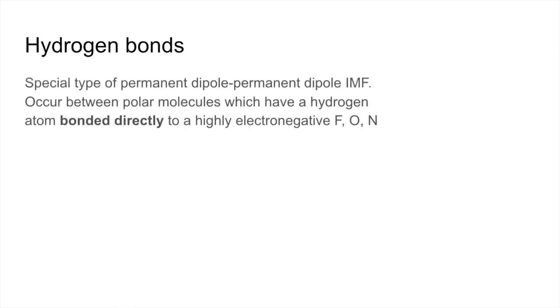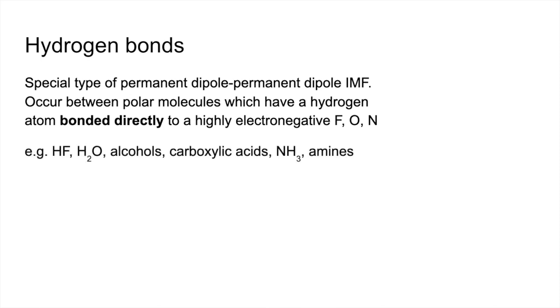Hydrogen bonds now. So this is a special type of permanent dipole intermolecular force. It occurs between polar molecules that have a hydrogen directly bonded to a highly electronegative fluorine, oxygen or nitrogen. So examples of molecules that have this intermolecular force between them is hydrogen fluoride, water, alcohols, because you've got an OH bond in the alcohol, carboxylic acids, again you've got an OH as part of the carboxyl group, ammonia, and amines, because you've got a nitrogen directly bonded to a hydrogen in amines.